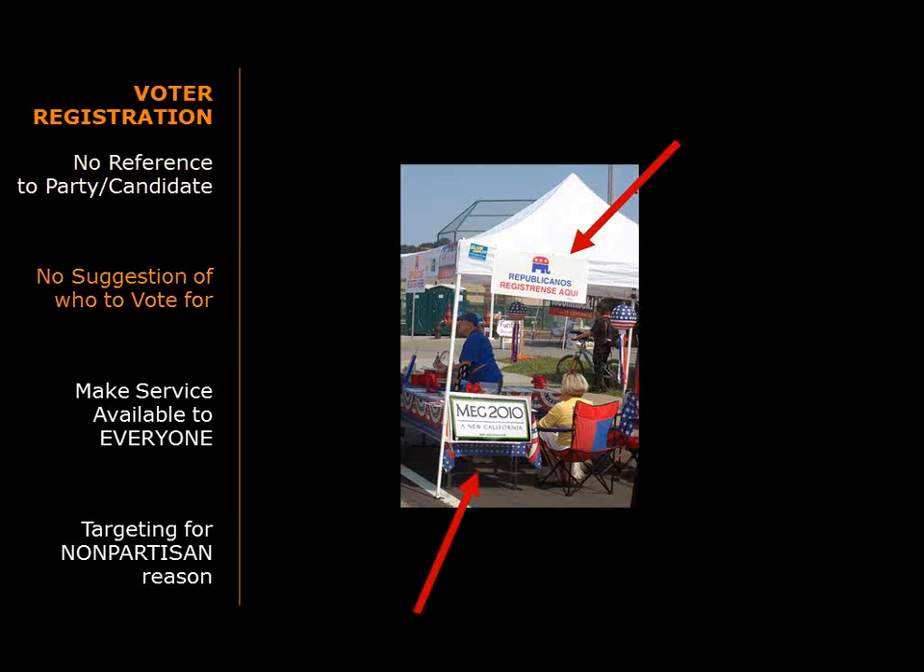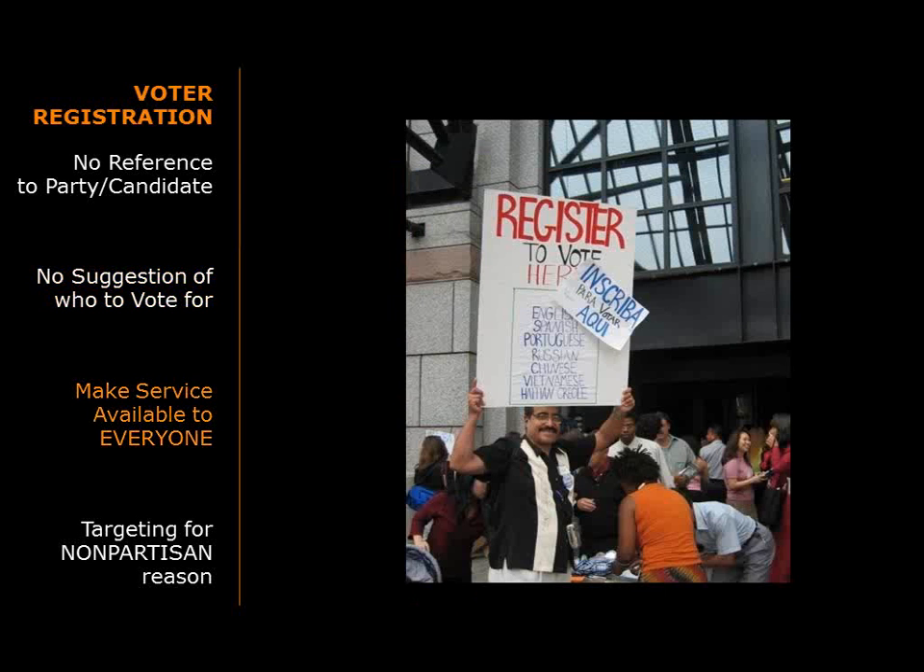Additionally, you don't want to suggest who to vote for, so you wouldn't show up to your registration day with an Obama for America t-shirt on, or a Romney t-shirt on. That would imply to people that you were asking them to vote for a certain candidate. That would be improper.